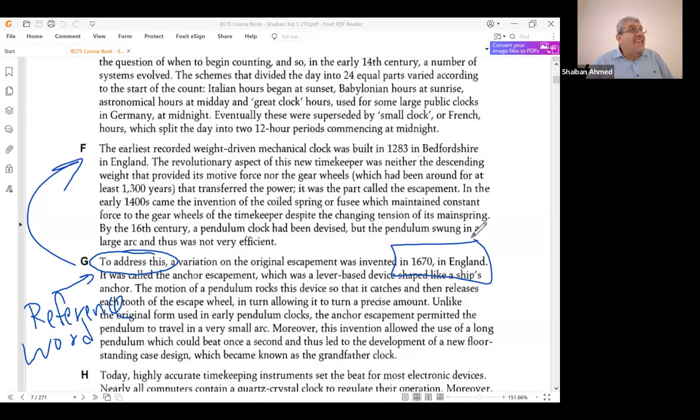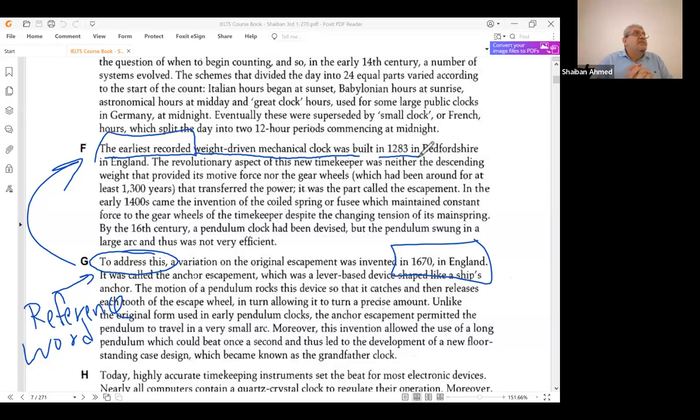To address this, you will go back to your first question, the technique we said we start with because it's the easiest. F without thinking. For sure F, let's see it. The earliest recorded weight-driven mechanical clock was built in 1283 in Bedfordshire. Of course this is wrong.